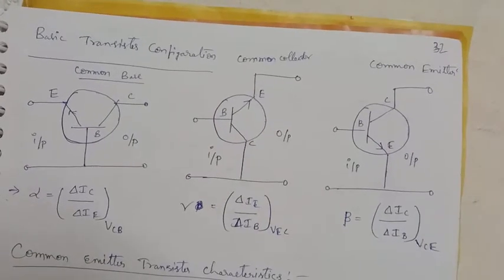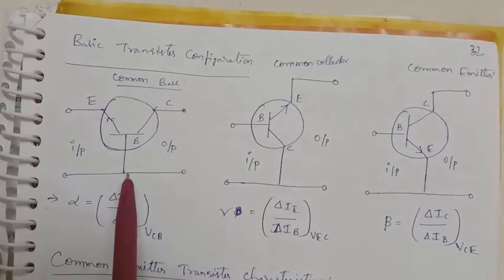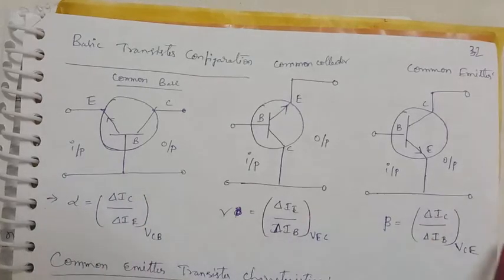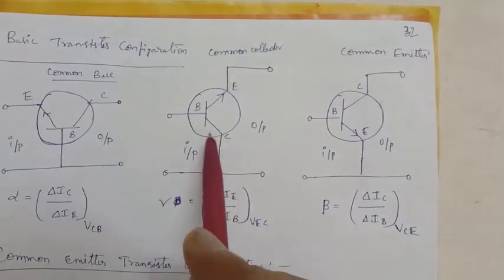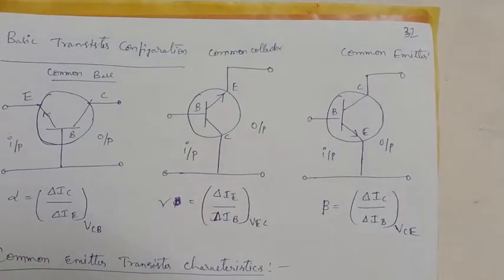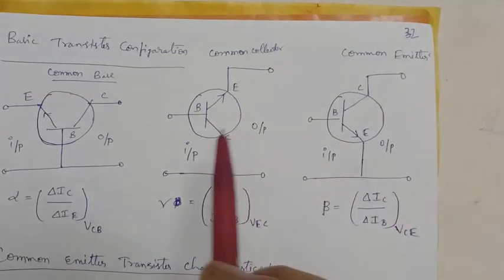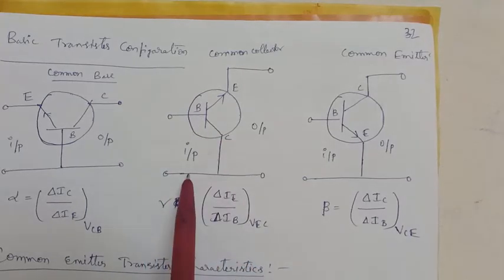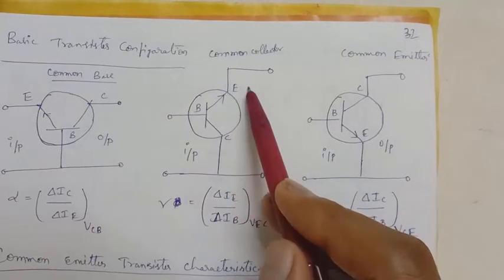Okay, we have the basic transistor configurations. It is common base. Here it is the input and it is the output. Then the common collector. Outward means which type of transistor is it? NPN transistor. So the emitter is taken outward. It is a common collector. Between base and collector we take the input, and the output is taken from the collector and emitter.